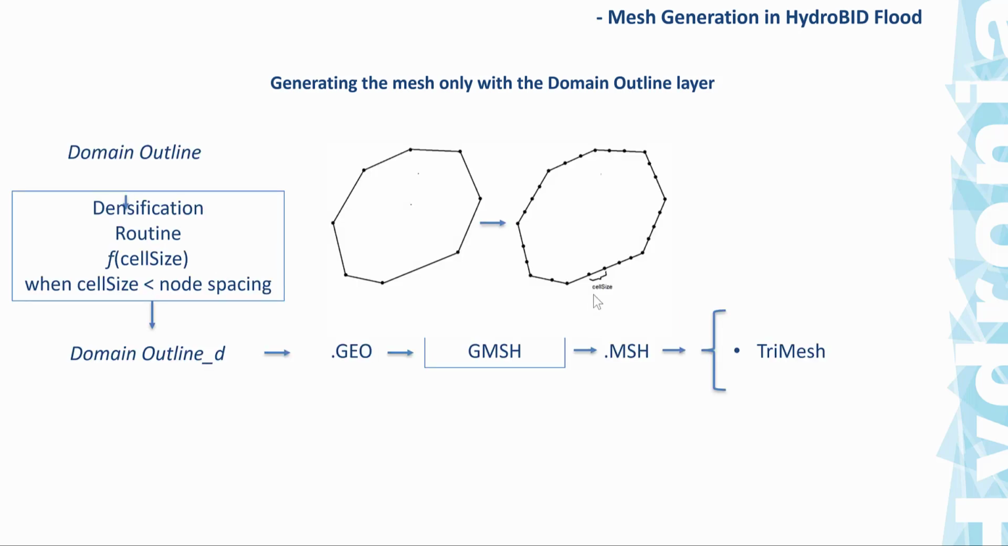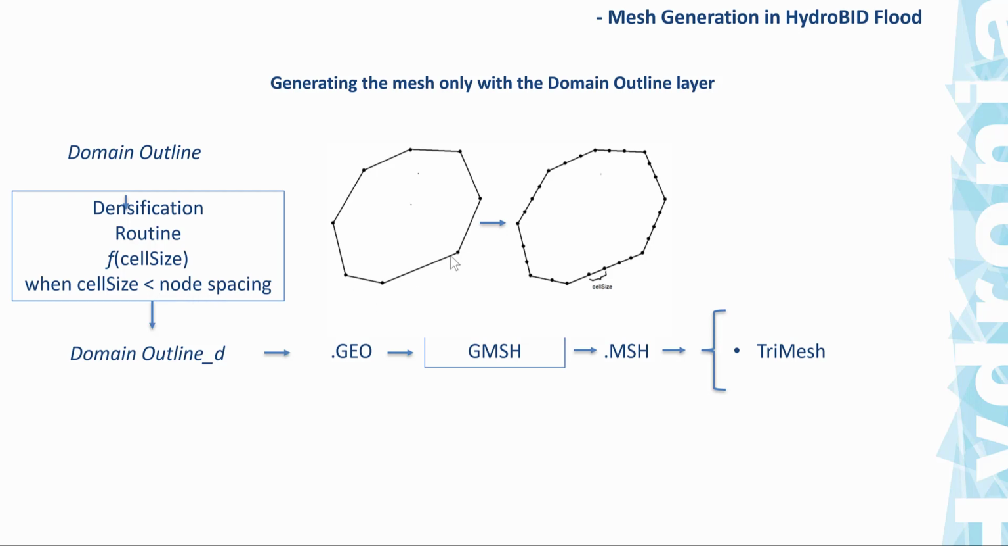Now in that case we have a densification routine. So let's say you start with a domain outline that is like this, and the cell size that you define is smaller than the distance between the vertices here. So we use a densification routine that, based on the cell size, will create an intermediate layer that is the domain outline underbar D, and in turn that will create the geo and then the rest of the process is the same. So this is a very simple process that occurs when the cell size that you request is smaller than the node spacing.